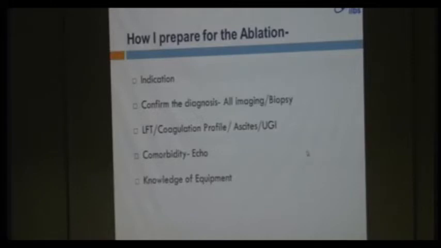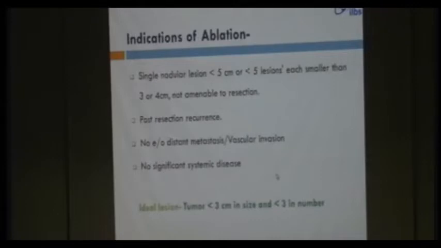We also look into the morphology of the lesion to identify the ideal equipment for each different location of the tumor. The indications of ablation include a single nodular lesion less than 5 centimeter in size, or less than 5 lesions each smaller than 3 or 4 centimeter, where surgery is not possible or the patient had post-resection recurrence.